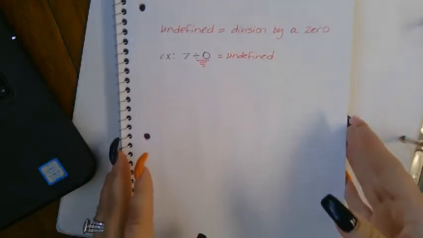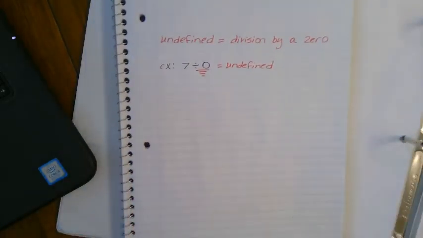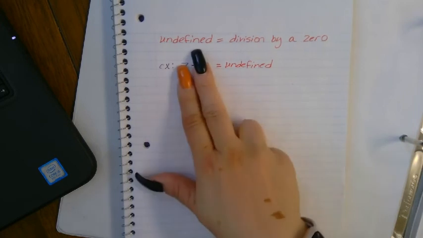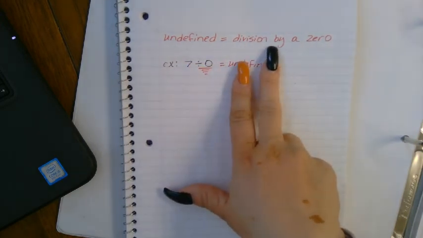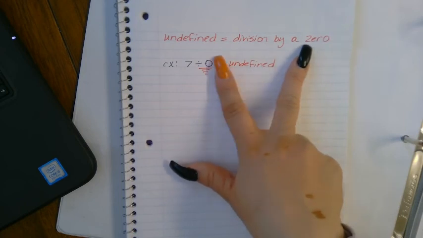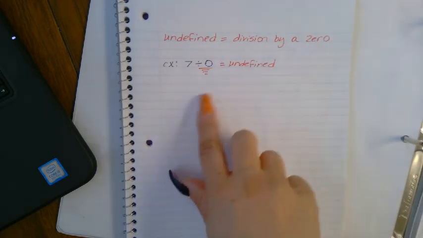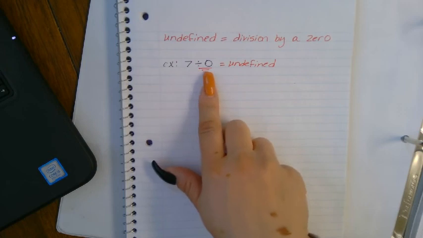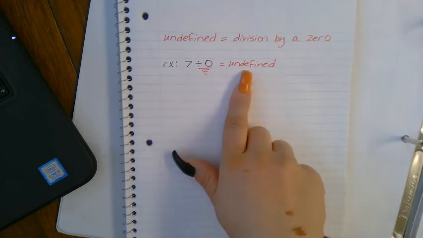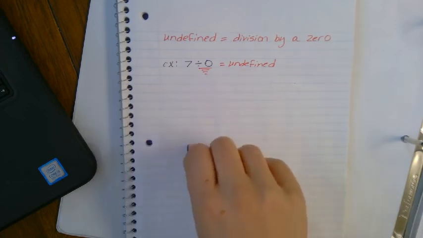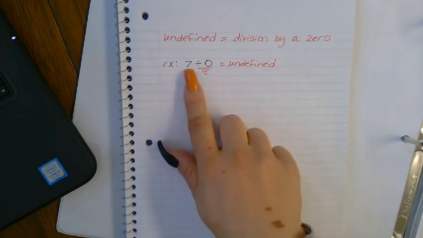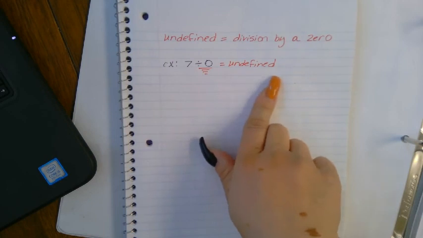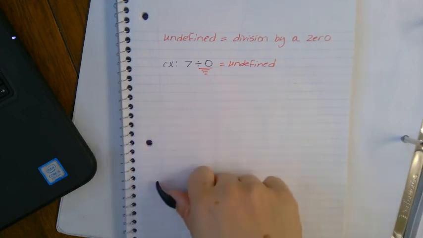All right, now our last thing, you're going to see the term undefined in our 1.5 this week. And all that means, when you see undefined, is that something is divided by a 0. Okay, so undefined is division by a 0. So our example of that, if we see 7 divided by 0, it's going to be undefined because we cannot answer that. Now, if it's 0 divided by 7, we could have a 0. But any number divided by 0, your answer will be undefined.